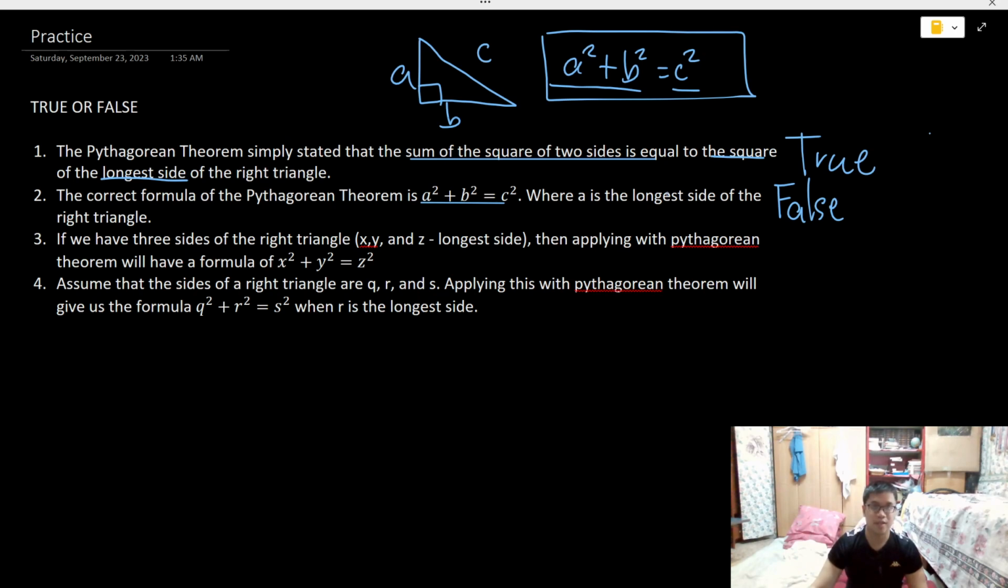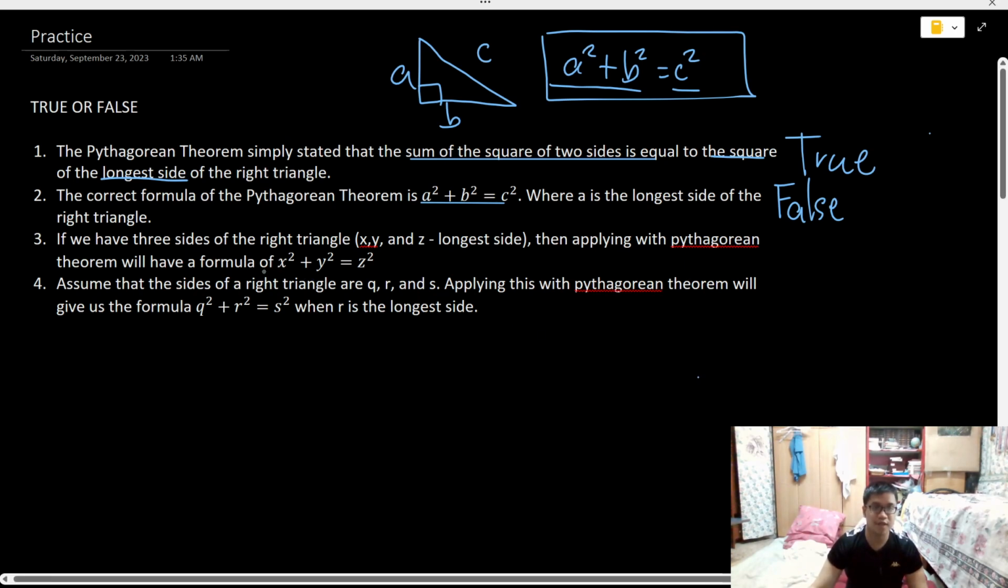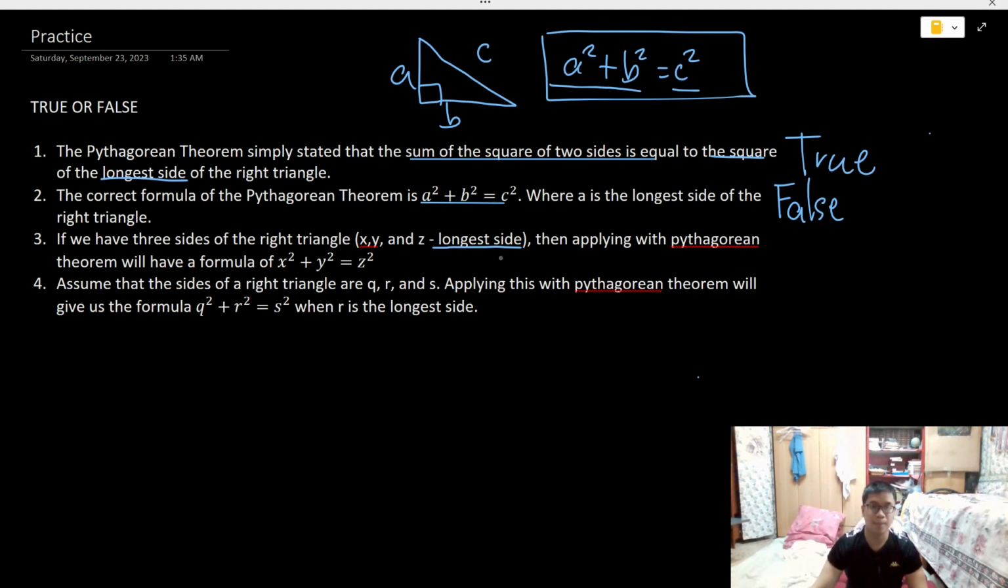So next, if we have three sides of the right triangle, x, y, and z, where z is the longest side, then applying Pythagorean theorem, we'll have a formula of x squared plus y squared is equal to z squared. So the answer is true. We have x, y, and z, the sides of the right triangle, and z is the longest side. So z shall be left alone, and the others shall be combined together: x squared and y squared. We're good to go.